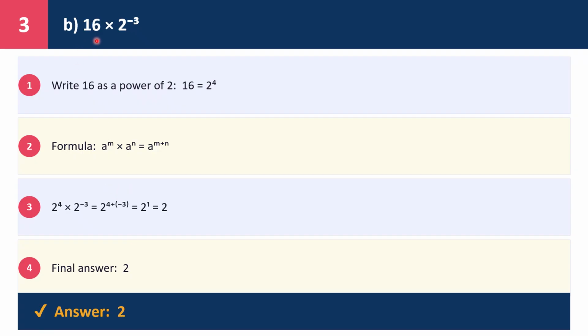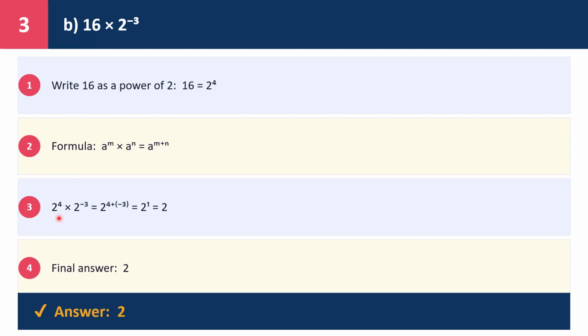B sum: 16 into 2 power minus 3. Okay, so we have to write 16 as a power of 2. Why? Because our base here is 2. So 16 equals 2 power 4. 2 power 4 is nothing but 16. We write it as a power of 2. Now the formula again, a power m into a power n equals a power m plus n. Okay, let's come back to the sum. 16 is nothing but 2 power 4 into 2 power minus 3.